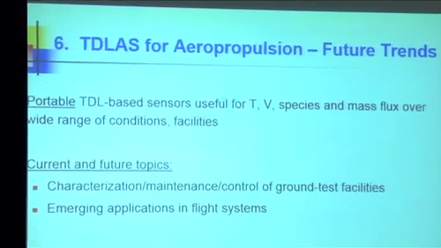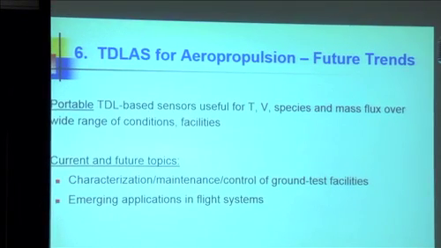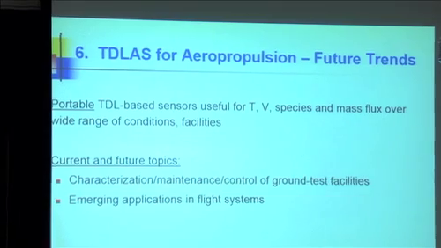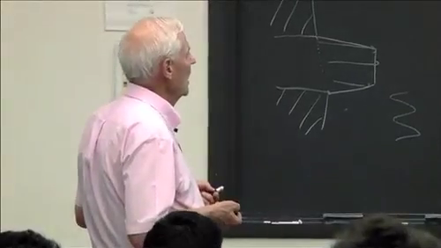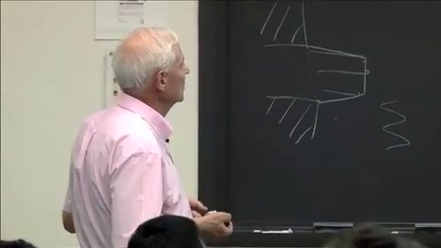Tunable diode laser sensors for temperature, velocity, species, mass flux could be used for characterizing these exotic ground test facilities. You know, they use pressure gauges. That's not enough to characterize these flow facilities, these impulse facilities. I think you're going to see this in flight systems eventually.